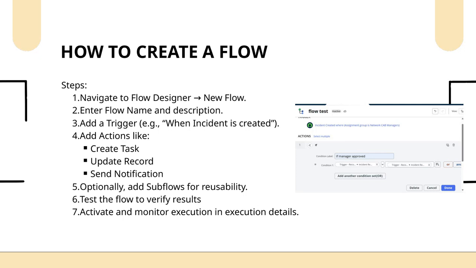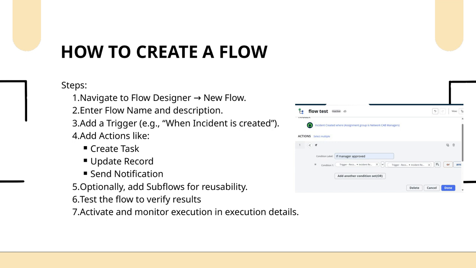All right, let's walk through the key steps to create a flow in the Flow Designer. First, you'll want to navigate to the Flow Designer and select New Flow. This is where the process begins. Next, you'll need to enter a name for your flow and add a brief description so you remember its purpose later on. Once that's set, the next step is to add a trigger. For example, you might choose when incident is created, which starts the flow whenever a new incident comes in.